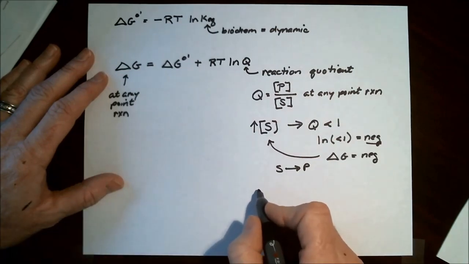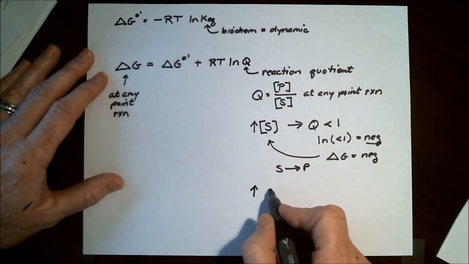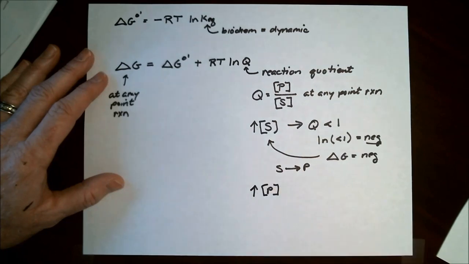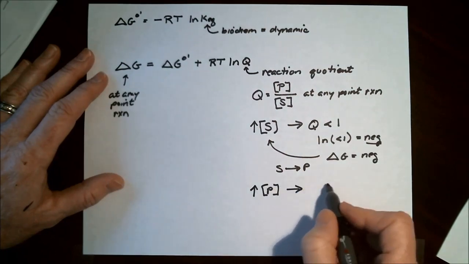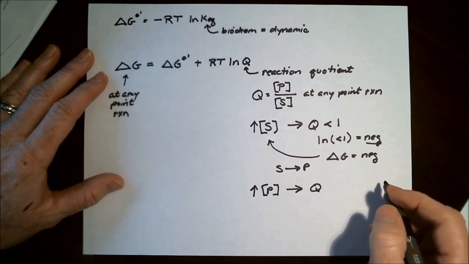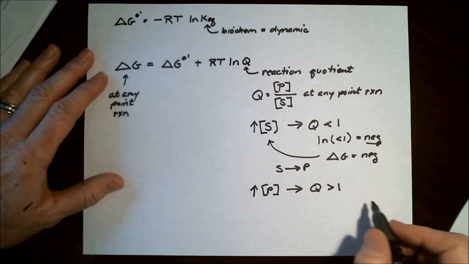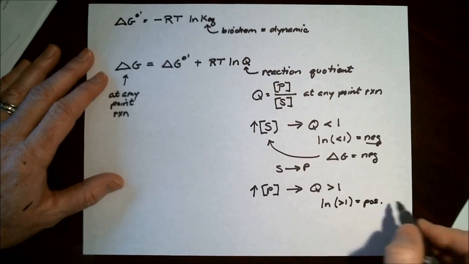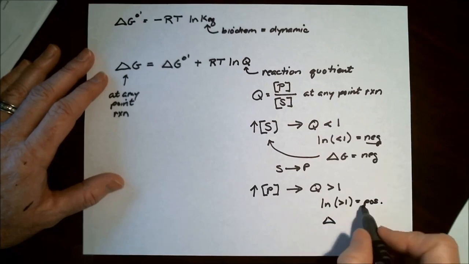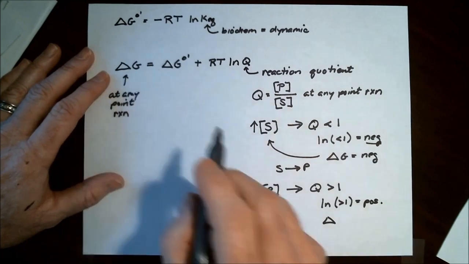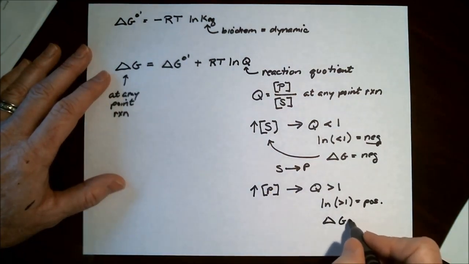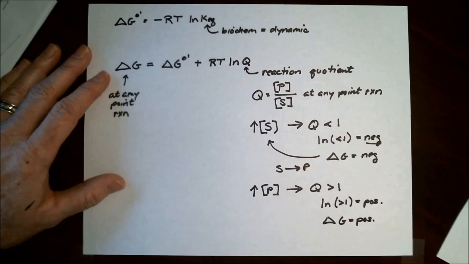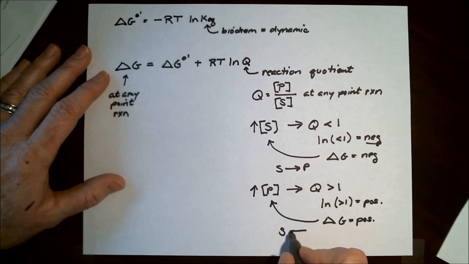Now let's take the opposite example. If we have a high concentration of product, this will mean that our reaction quotient is greater than 1. Log of a number greater than 1 equals positive. And therefore, we take the positive number, place it into our free energy equation, and our delta G is going to be positive, indicating that the reaction is going to want to move in the opposite direction.